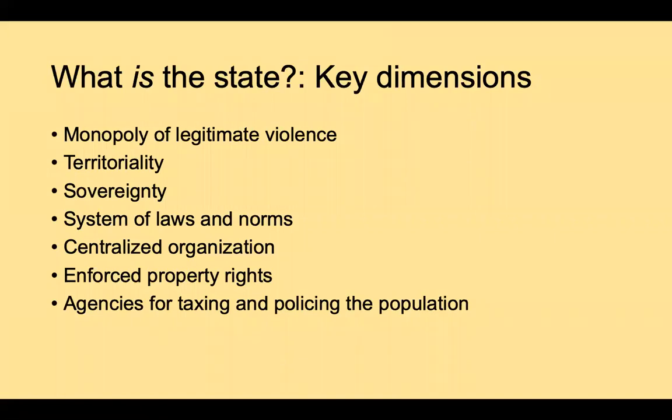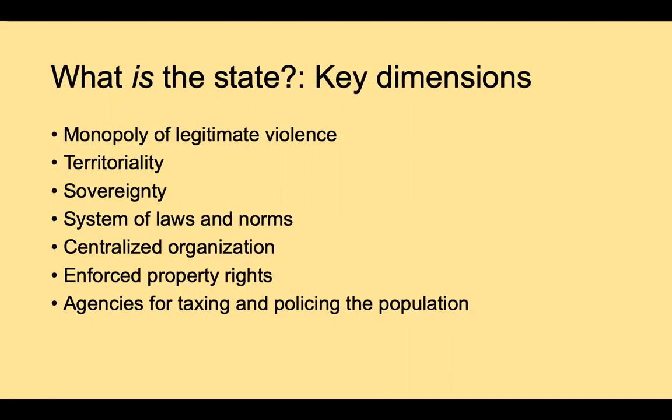A system of laws and norms implemented and enforced by state institutions. A centralized bureaucratic organization with a clear hierarchy and a dispersion of authority along different ranks answerable to superiors within the context of specific organizations charged with specific objectives.